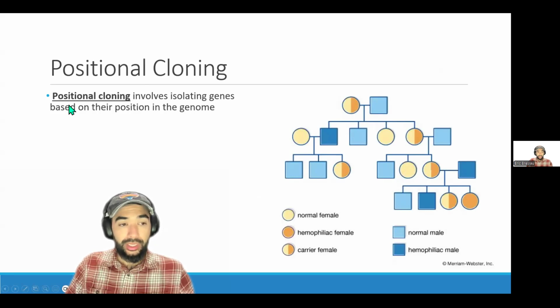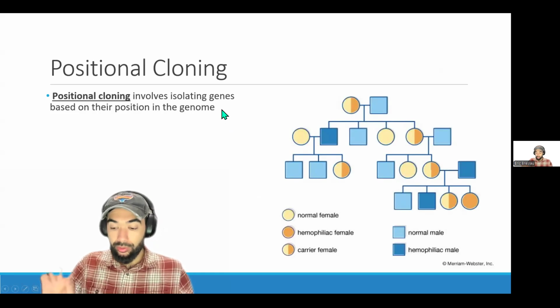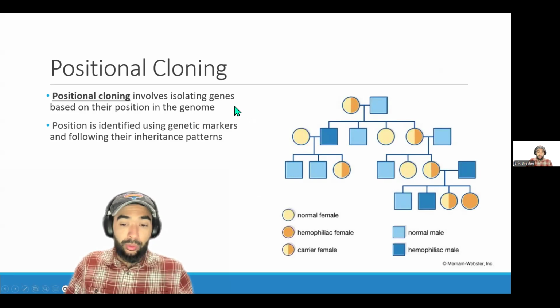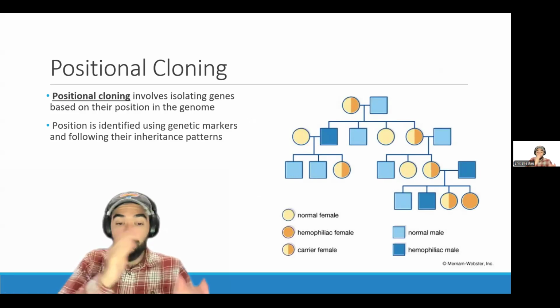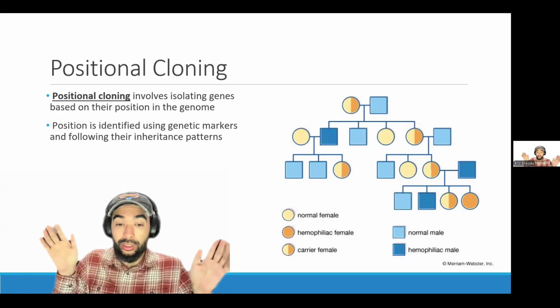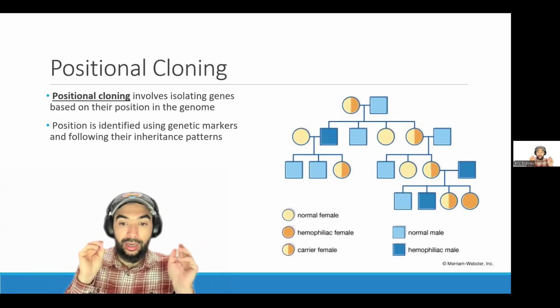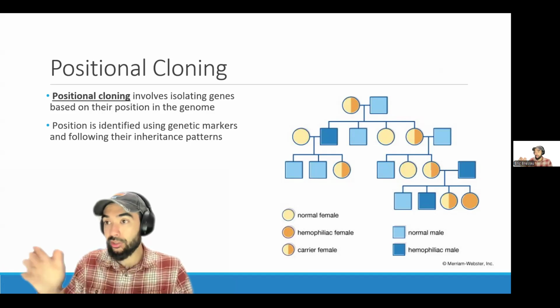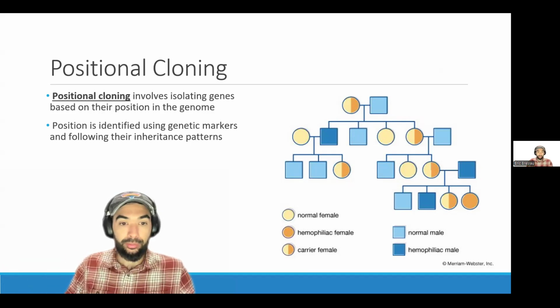There's a few different mechanisms that we can do, but one of them is what's called positional cloning. What we're doing in positional cloning is we are isolating genes based on their position in the genome, what chromosome they're located on, and where. The way that we can do this is by using genetic markers. For the human genome, we have a ton of genetic markers interspersed randomly throughout the genome. If we're looking at specific chromosomes like chromosome 1 versus chromosome 7, there will be unique markers that we have spread out through the chromosome.